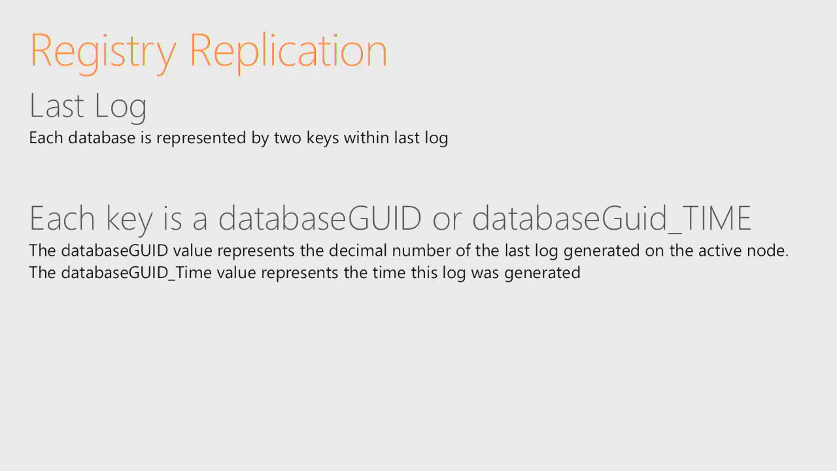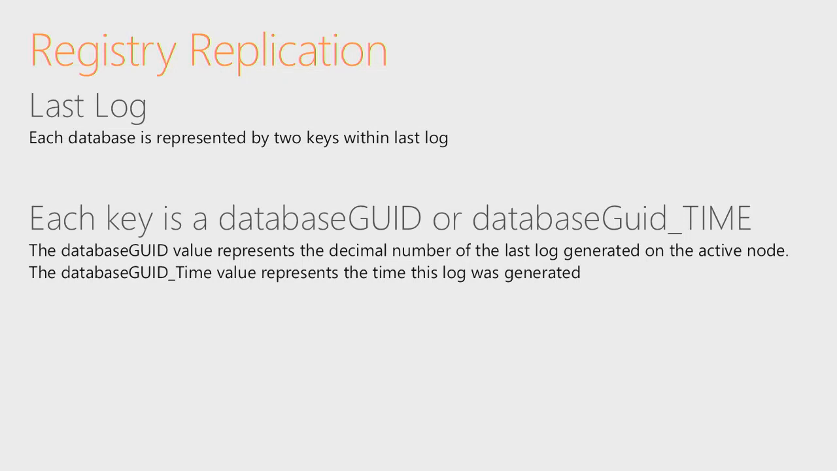Now, the last log key. The last log key that you'll see in the registry represents the decimal value of the log file for the active copy. As logs are generating on the active copy, we're injecting into the cluster registry the decimal value of that last log. We are also injecting into the registry a timestamp of when that log file was created. So constantly, as we're generating: next update, decimal, decimal; next update, timestamp, timestamp.